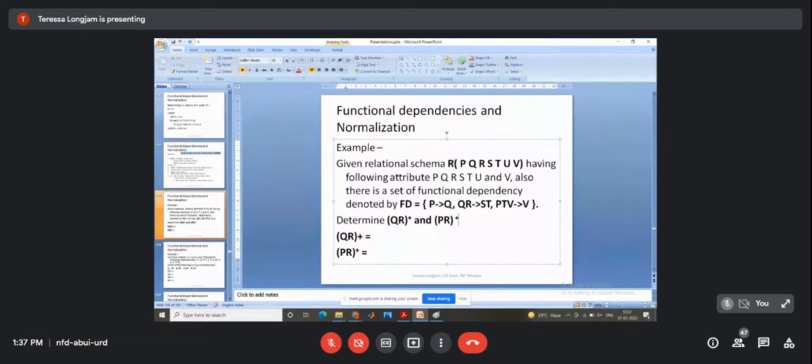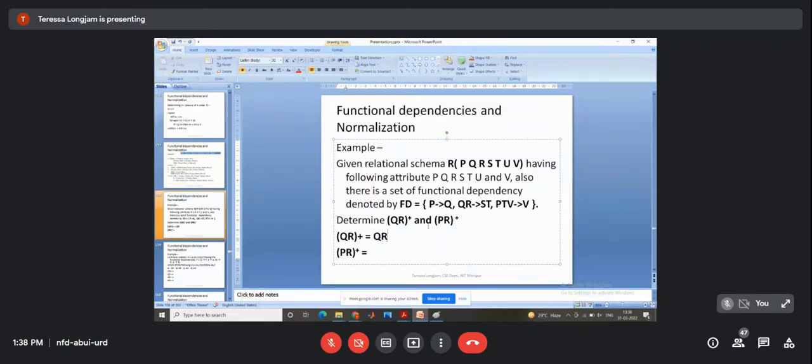So for the given relational schema, a set of functional dependencies is also given. What we are going to do now is determine QR plus and PR plus, that is, the closure of QR and the closure of PR. Now tell me, what are the attributes we are going to get here? The sets are given without curly braces, so we will not use curly braces. Tell me, what are the attributes that we will have in QR plus? Initially, it will be QR.